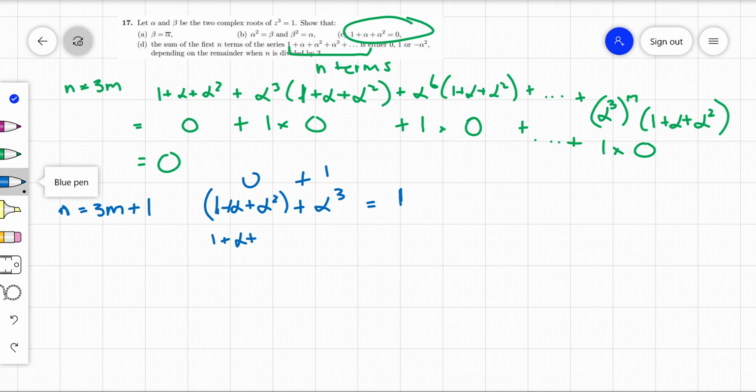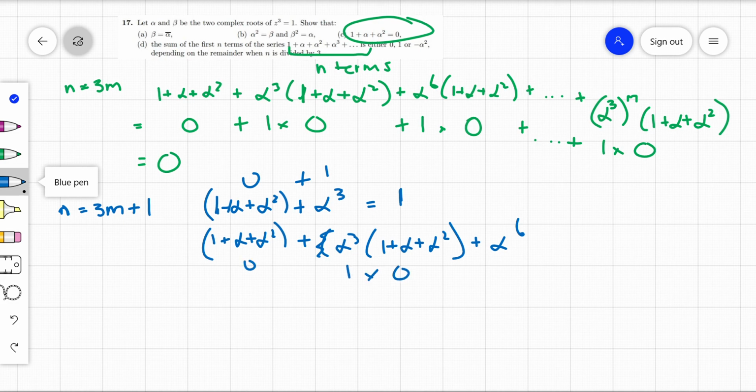So we'd still get that 0, and then we'd get the next 3 terms. So I'll do this again. And then we're going to get the next term, which will be alpha 6. So again, if you think about it, you've got 0, alpha cubed is 1, so 1 times 0, so still 0. And then you get 1 for alpha cubed squared, or alpha to the 6. So you can see you're still going to get 1. So it looks like we're always getting 1 this time.